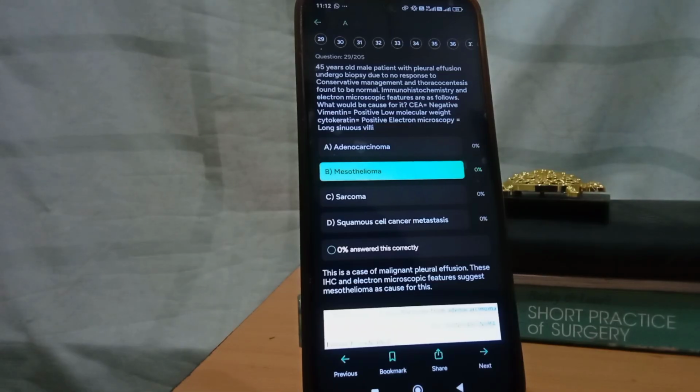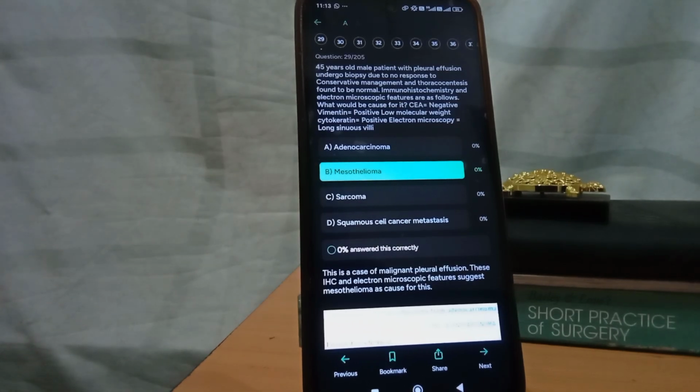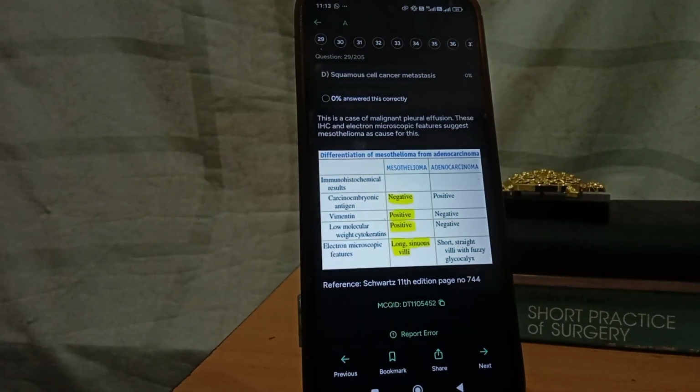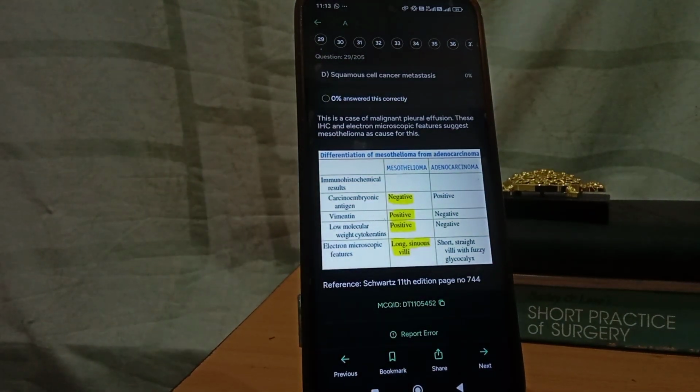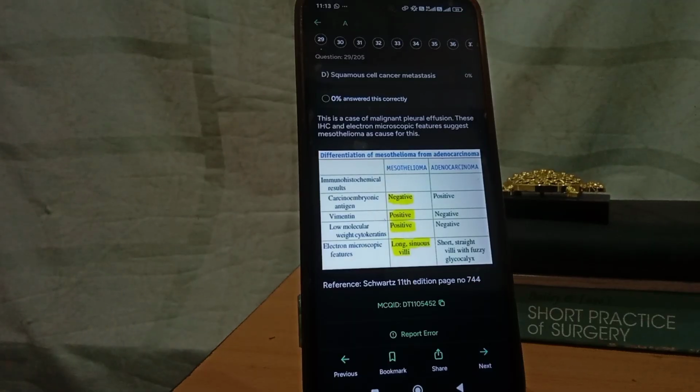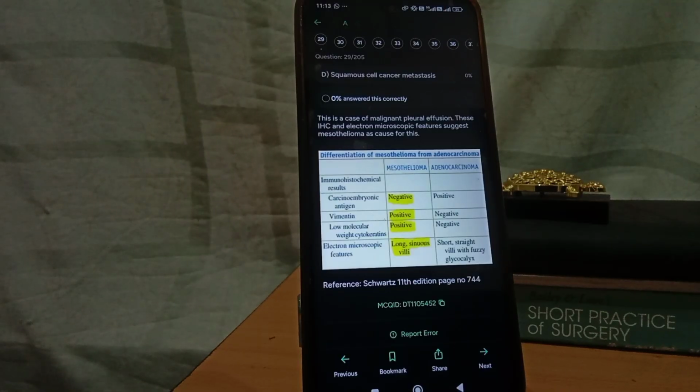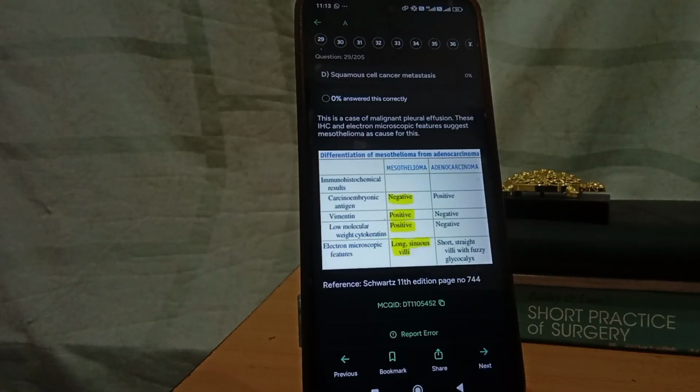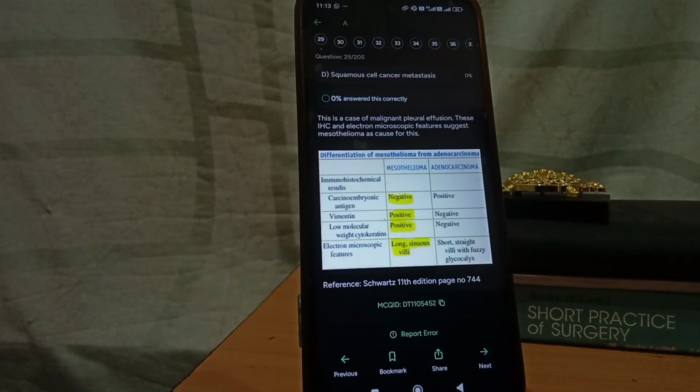So, a 45-year-old male patient with pleural effusion undergoes biopsy due to no response to conservative management, and thoracocentesis found to be normal. This is a case of malignant pleural effusion. These IHC and electron microscopic features suggest mesothelioma. For differentiation of mesothelioma from adenocarcinoma, on immunohistochemical results, carcinoembryonic antigen is negative in mesothelioma and positive in adenocarcinoma.